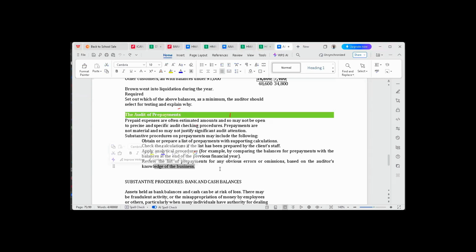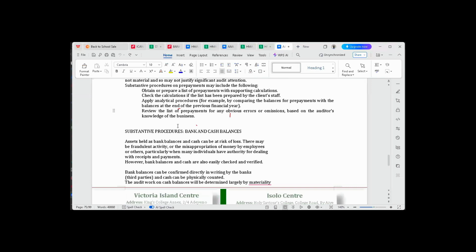So for the audit of prepayment, there's no major attention. Why? Because it does not constitute any major risk. The materiality of prepayment as regards financial statements is very low. That's why there's not much attention being placed on prepayment. Okay? Then we'll go to the next one.